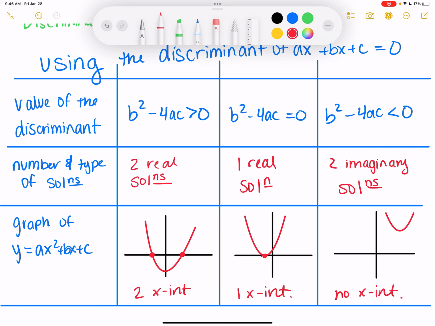So how are there any solutions at all? Because they're imaginary, because it's going to have an i in it, because it's a negative under the radical.